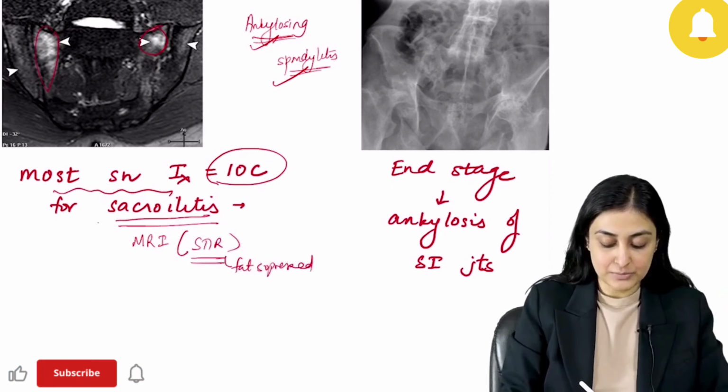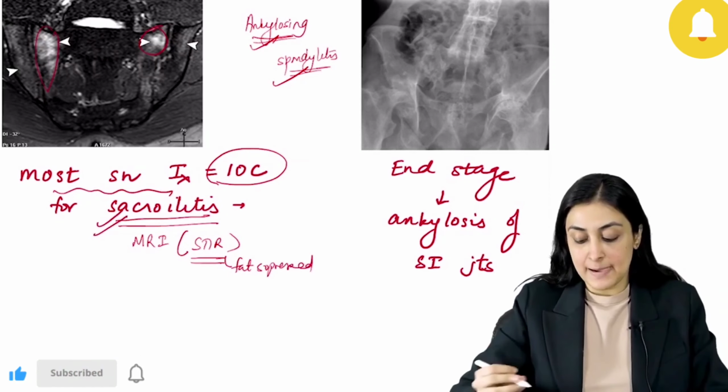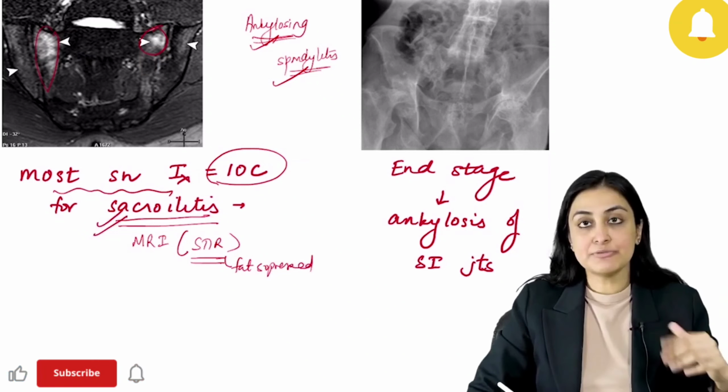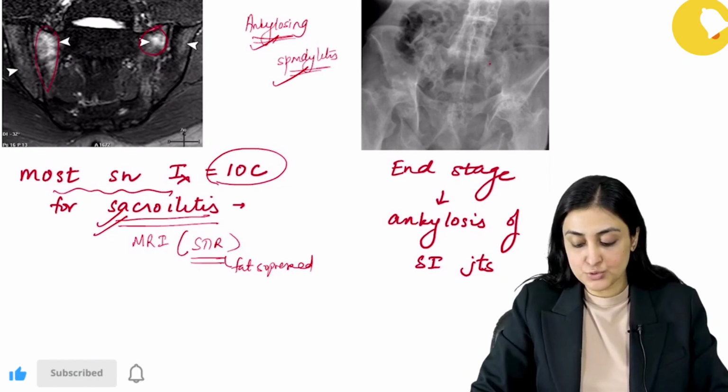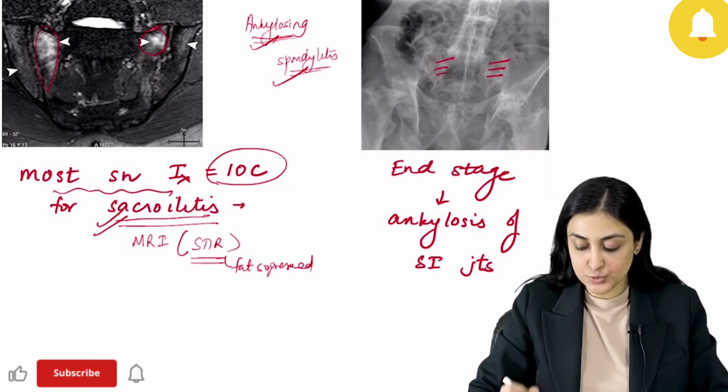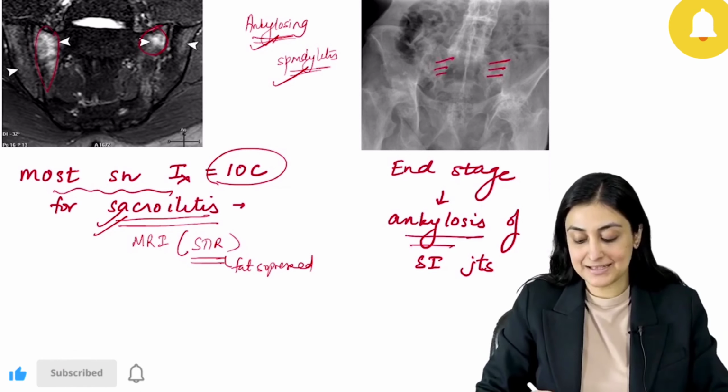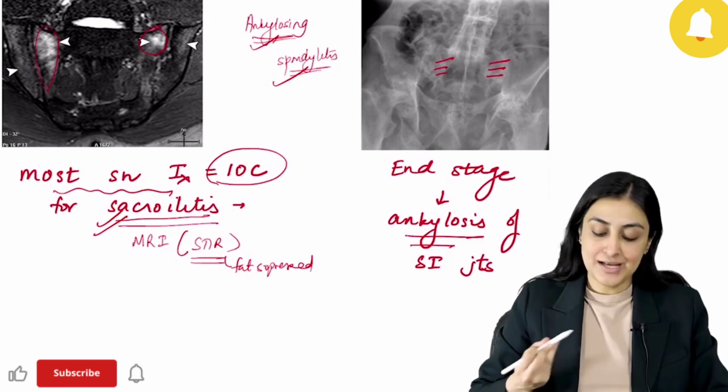Alright, so this is how we are going to be diagnosing sacroiliitis. Now, eventually, there's going to be fusion, right? So there's going to be fusion and we'll see that the joints are fused. So in the end stage, we'll pick up ankylosis of the sacroiliac joints.